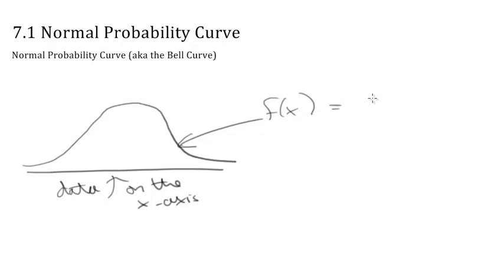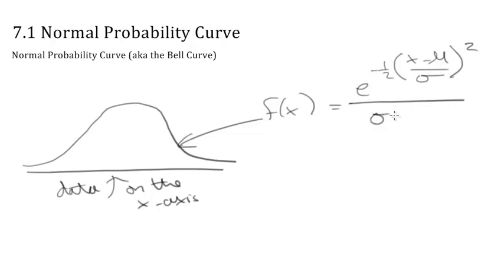And are you ready for this? This curve is e to the power of -1/2 times (x minus mu divided by sigma), and all of this is going to be squared, and all of this is going to be divided by sigma times the square root of 2 pi. So in other words, yikes.